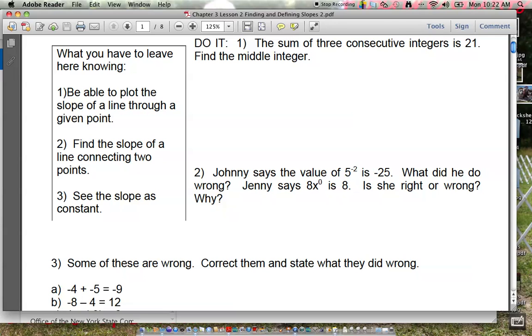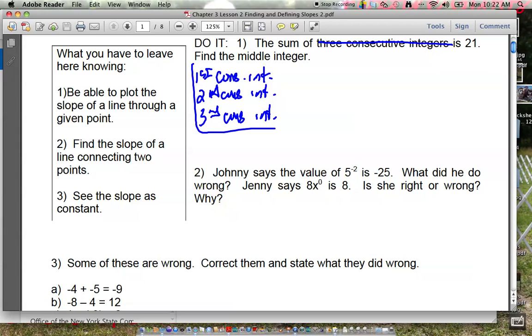Now, what it says here is that there are three consecutive integers. So I have first consecutive integer, second consecutive integer, third consecutive integer. Put them in my table here. What's the first one going to be, everybody? N, X, or whatever. What's the next consecutive integer always going to be? Go ahead. It's not 1.